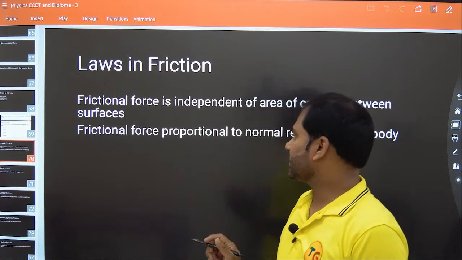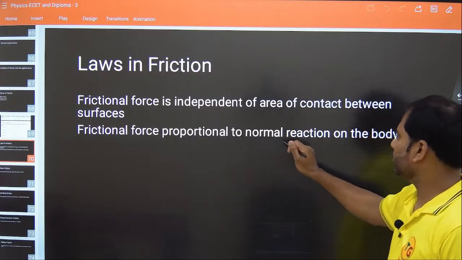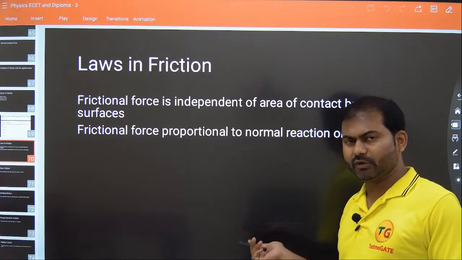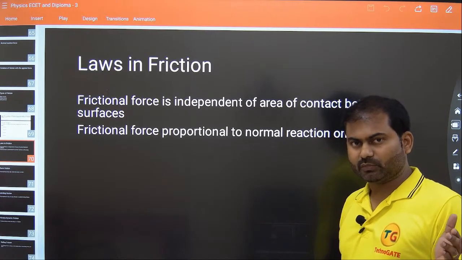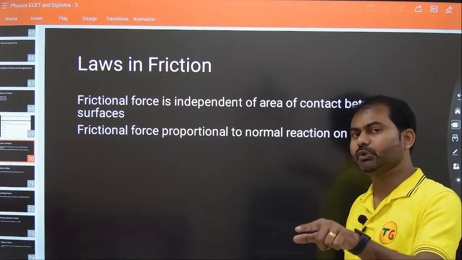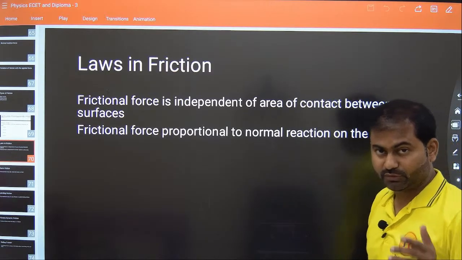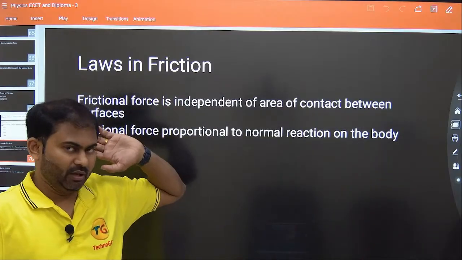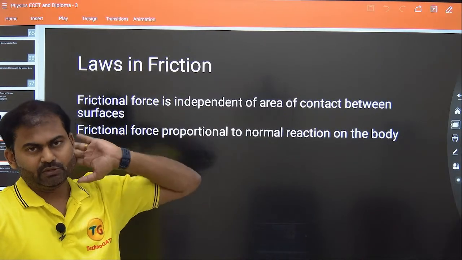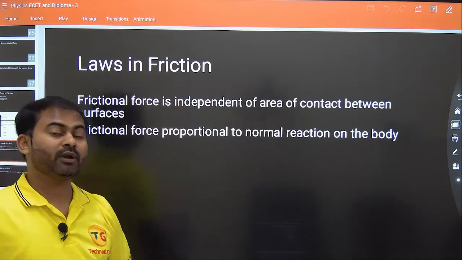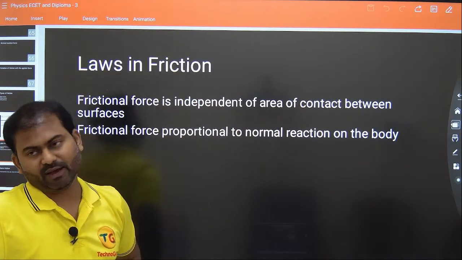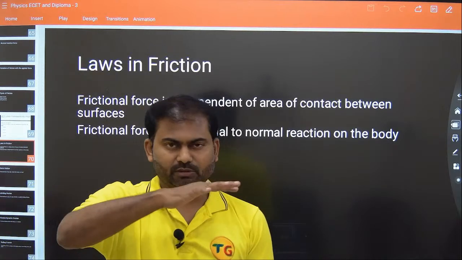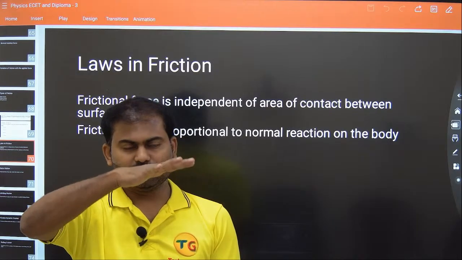Okay? Clear? Next one, friction force is proportional to the normal reaction force on the body. So already we got friction force in motion is mu k into n. The limiting friction force when the body is at rest is mu s into n. So mu s, mu k are constants, and F is proportional to n. So the more the normal contact force, the more will be the value of friction. Understood?